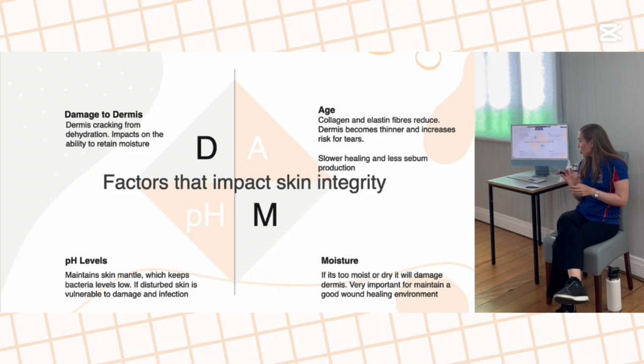Then pH levels. We want to maintain the skin mantle, which helps keep bacteria levels low. If disturbed, the skin is vulnerable to damage and infection. And then moisture. We don't want our skin to be too moist, and we don't want it to be too dry, as it damages the dermis. So we want to maintain a good wound environment for healing, especially in Cairns where it's typically more moist and humid, and wounds get soggy very quickly.